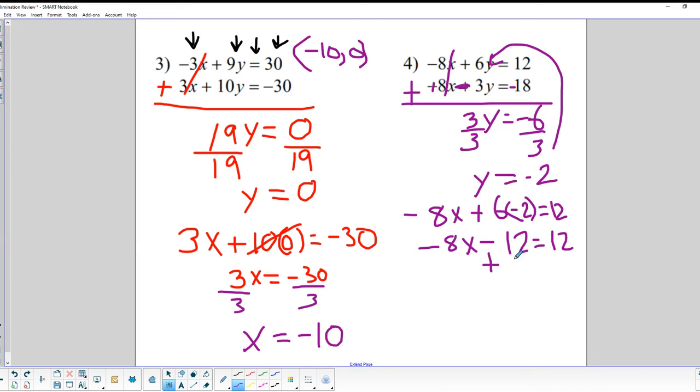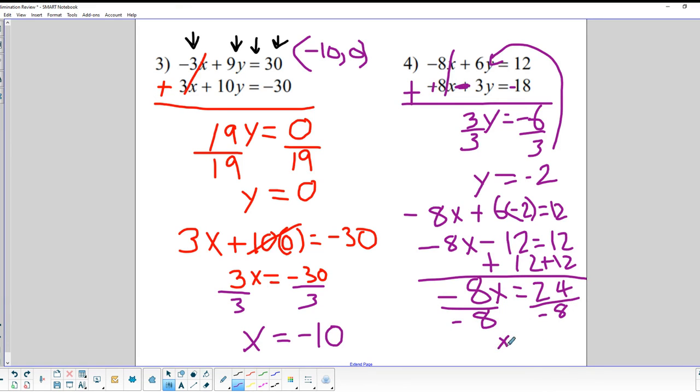And so all we have to do is add 12 to both sides. And that leaves us with negative 8x equals 24. Well, I like those numbers. I know 8 will go into 24 three times. So my x value is going to be negative 3. So there's your two numbers, negative 3 and negative 2. And when we write them as an ordered pair, you just get negative 3, negative 2.